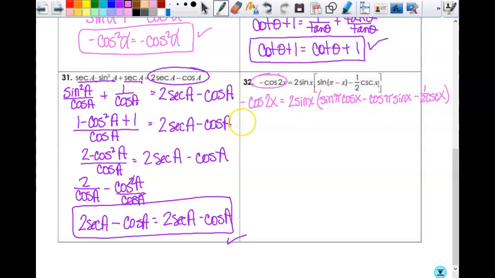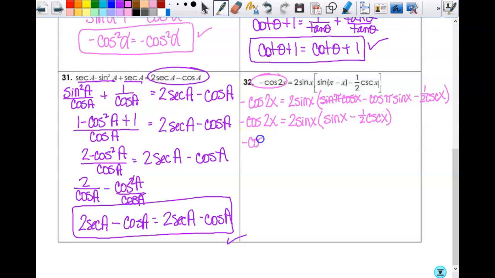Okay, so now I need to clean that up. So negative cosine 2x equals, so this is going to be 2 sine x times, so this is sine of pi. Sine of pi is 0, so 0 times cosine x is 0. And then cosine of pi is negative 1, so negative 1 is a positive sine x, minus 1/2 cosecant x. Okay, so I've cleaned up those.